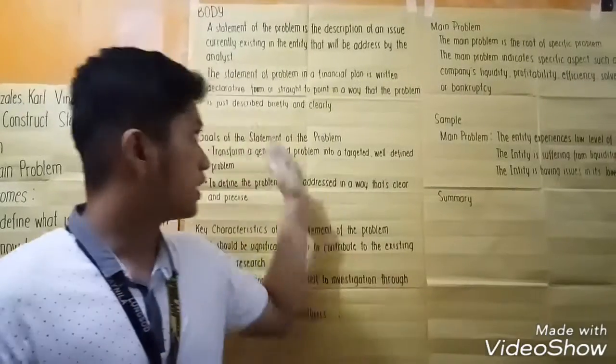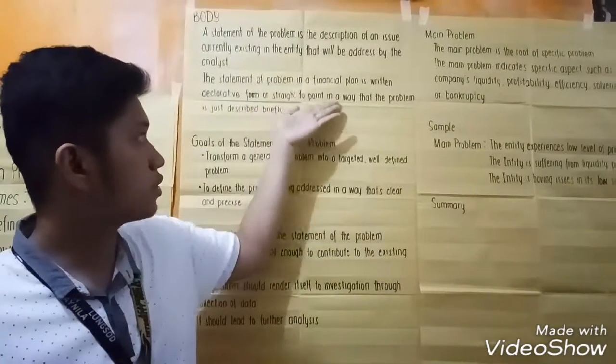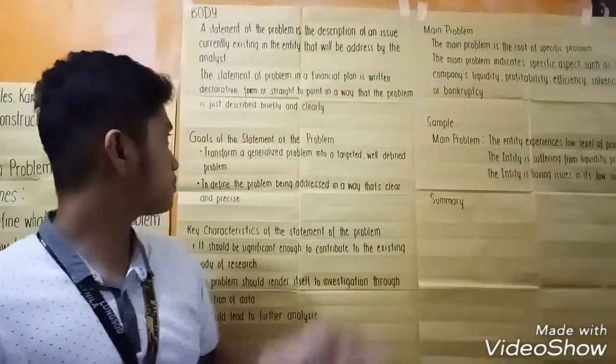In addition, the SOP of a financial plan and the thesis are written differently. The SOP of a thesis may be written in an interrogative form or in a declarative form, while the SOP of a financial plan must be written in a declarative form, or straight to the point, in the way that the problem is just described briefly and clearly.